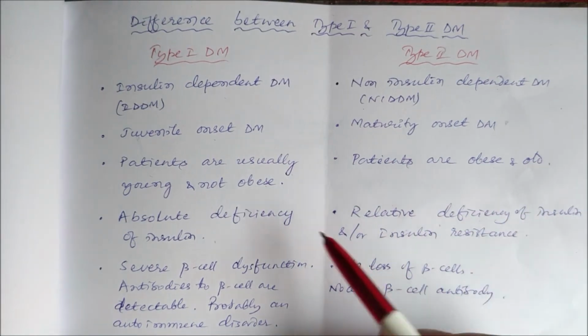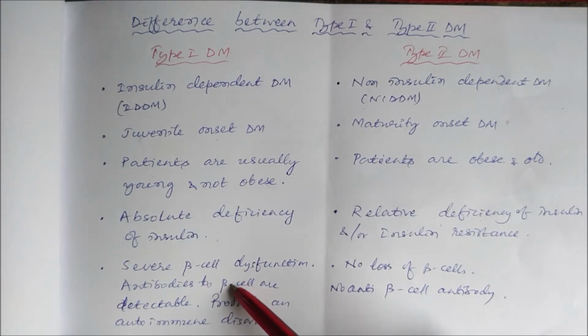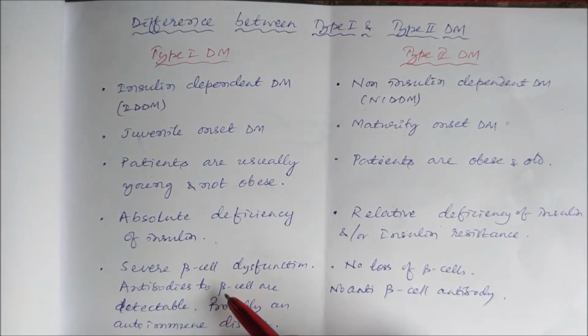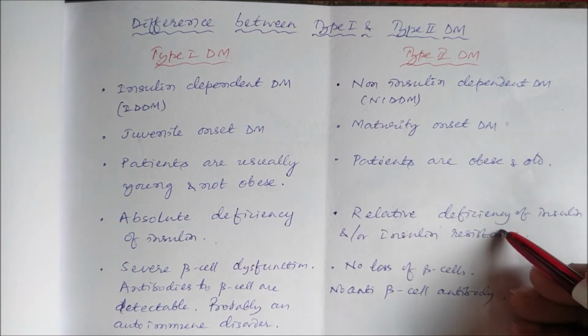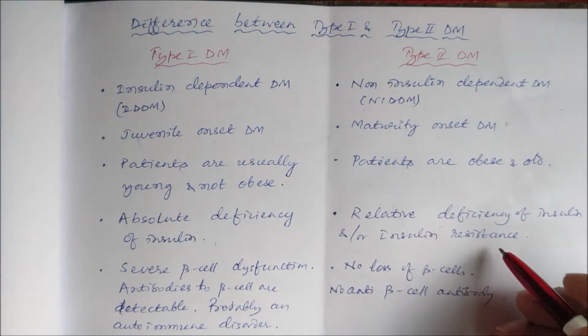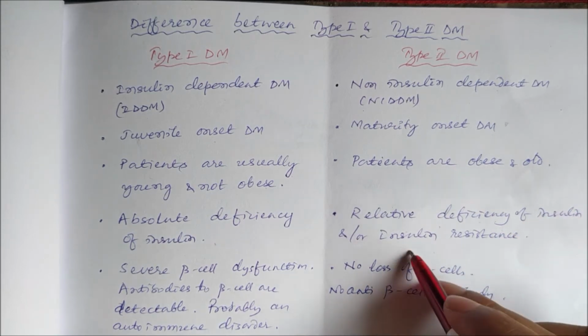Then the beta cells are destroyed, and we can call type 1 diabetes mellitus an autoimmune disorder where antibodies against the beta cells of islets of Langerhans of pancreas are found. So there is destruction of the beta cells, so the pancreas loses the ability to secrete insulin, so there is absolute deficiency of insulin. But in type 2, either there may be relative deficiency or there may be more insulin because of insulin resistance. That means insulin is there but insulin is not able to function, not able to work. That is called insulin resistance.